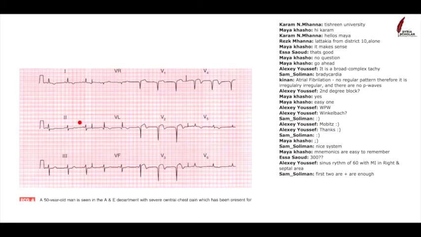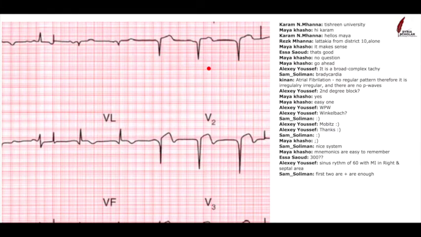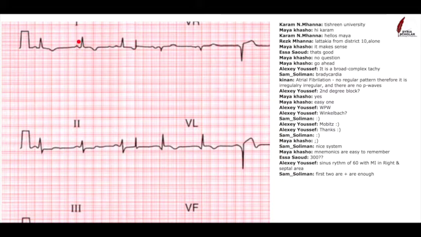P waves. We've said we can see the P waves already, and they're pretty normal. PR interval. So let's zoom in a bit on one of them. Let's take the top one. Is it between 3 to 5 small squares? Yeah, it's about 3 small squares there. It's fine. There's nothing exciting about the P waves. See that? About 3 to 5 small squares. PR interval's fine.